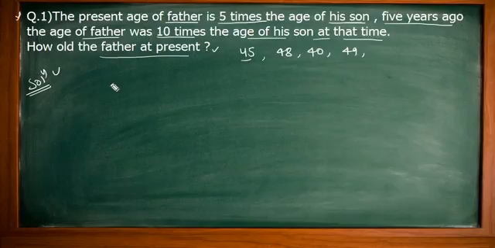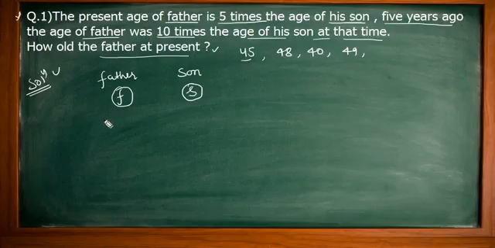Suppose there are basically two entities. The first one is the father, and the second one is the son. The father is associated with F and the son is associated with S. Okay, so you have to use your pen. What is the question basically saying? The present age of the father is 5 times the age of his son. So F is associated with the father, so F is equal to 5 times S.